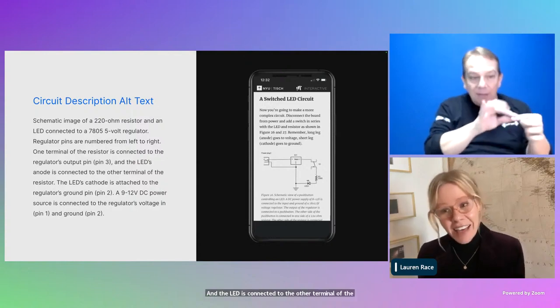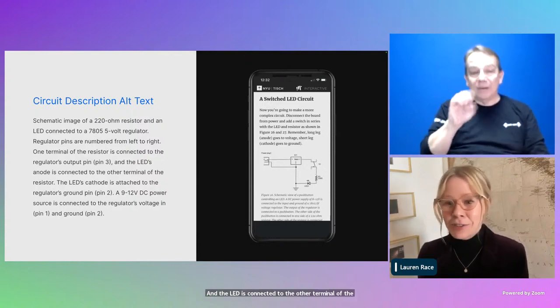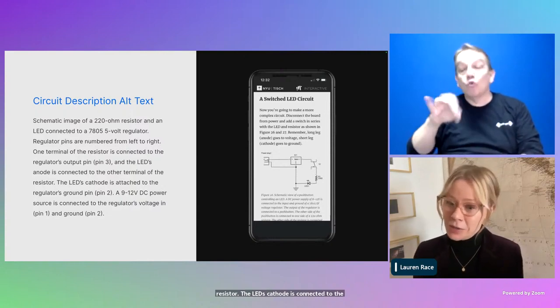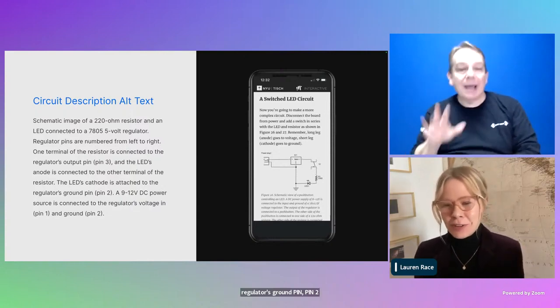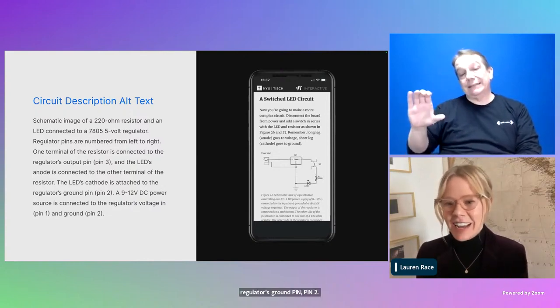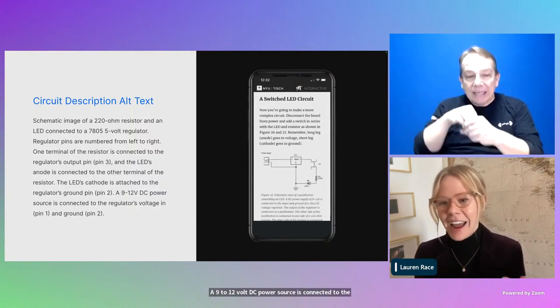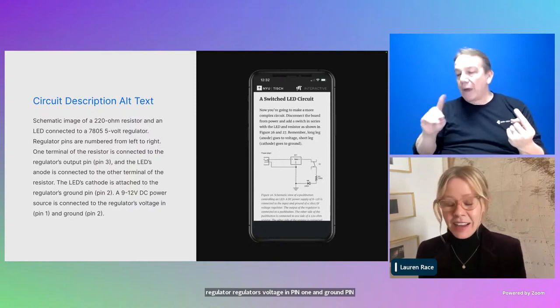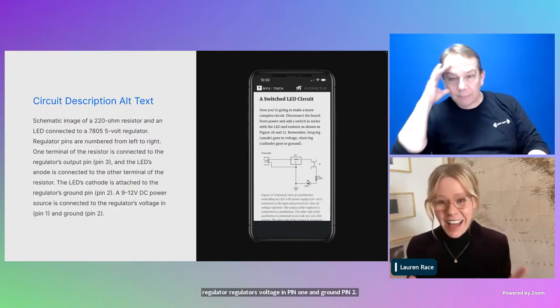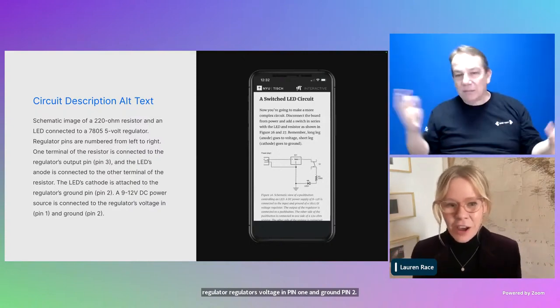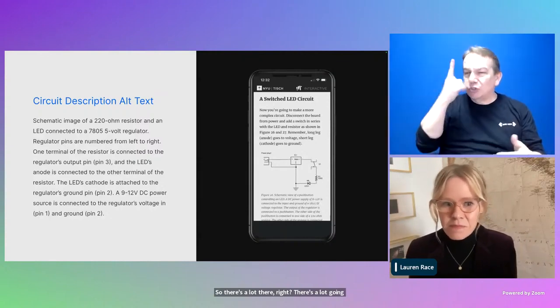The LED's cathode is connected to the regulator's ground pin, pin 2. A 9 to 12 volt DC power source is connected to the regulator's voltage in pin 1 and ground pin 2. Woo! So there's a lot there, right? There's a lot going on. And like, who can understand that?